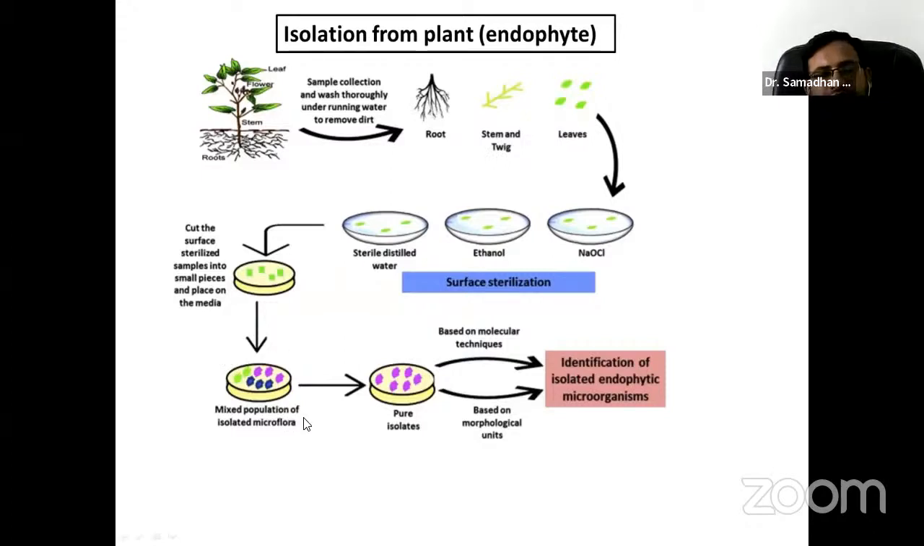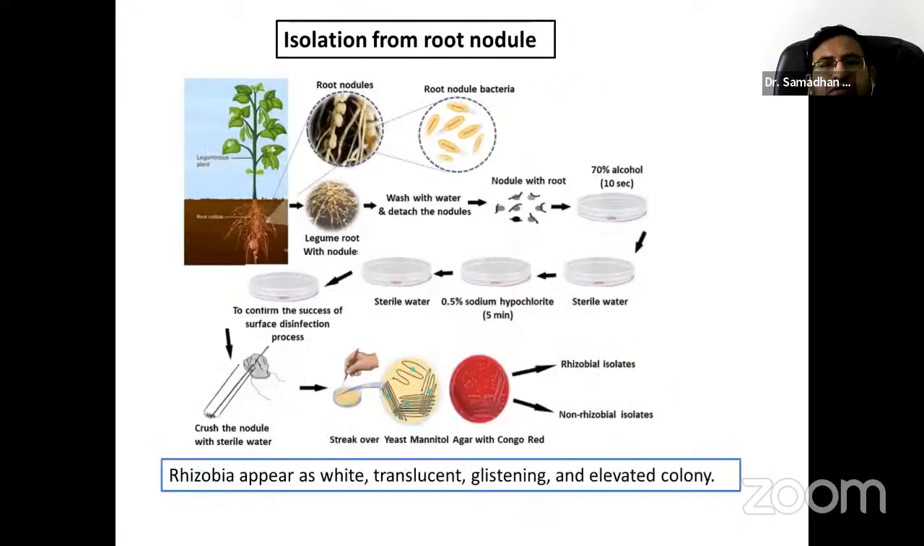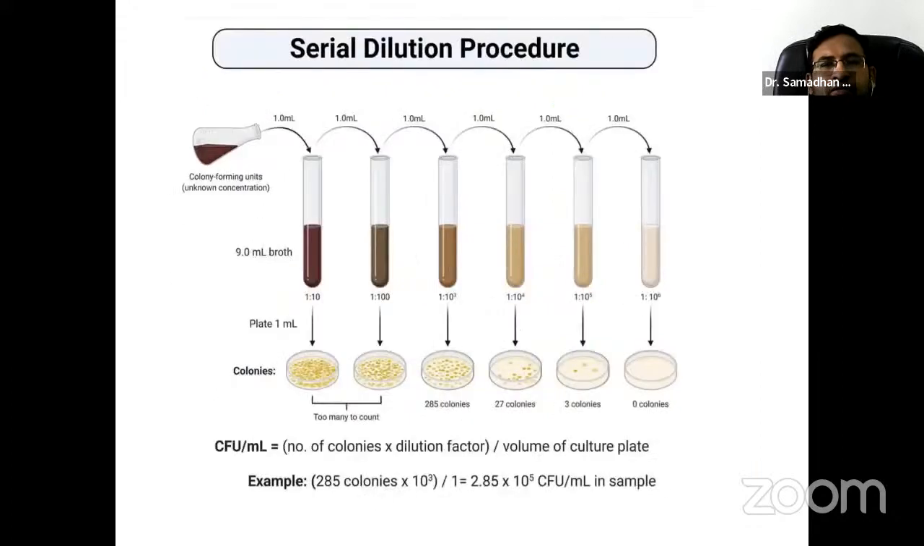The mixed population of isolated microflora will be seen in the plate. You have to purify these isolates, and based on molecular techniques or morphological features, give the identification of these microbes. This is in brief the isolation of endophytes, rhizosphere microbes, and those from the root nodule.